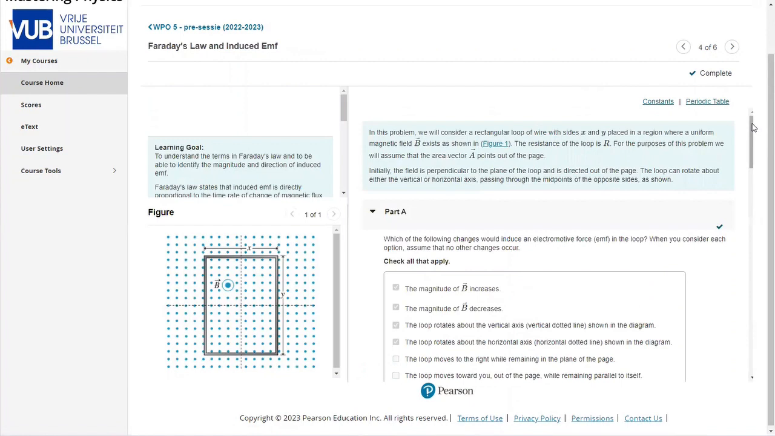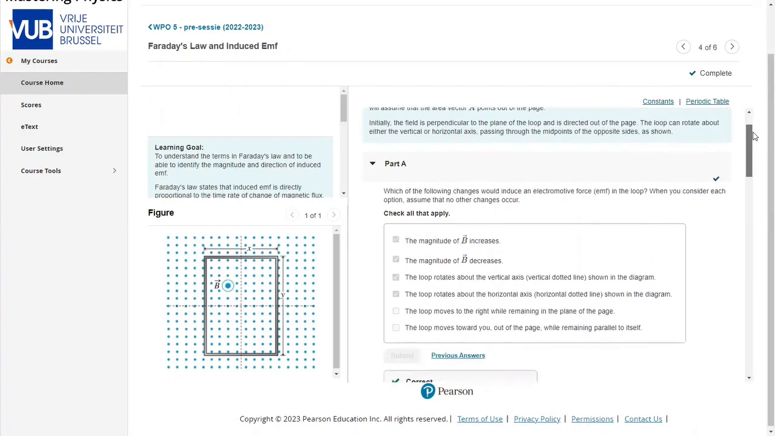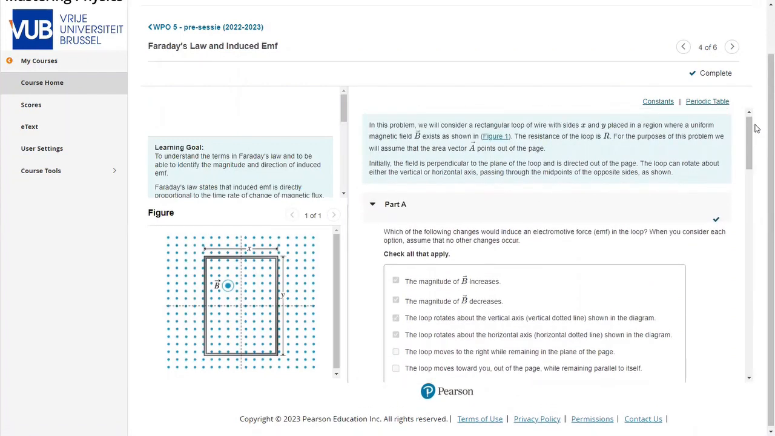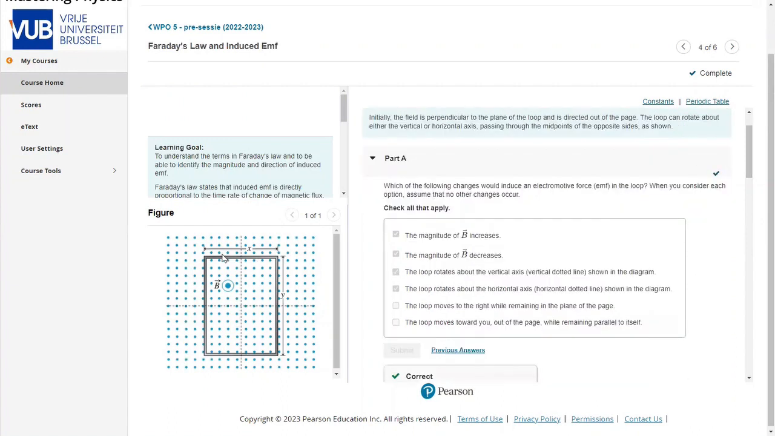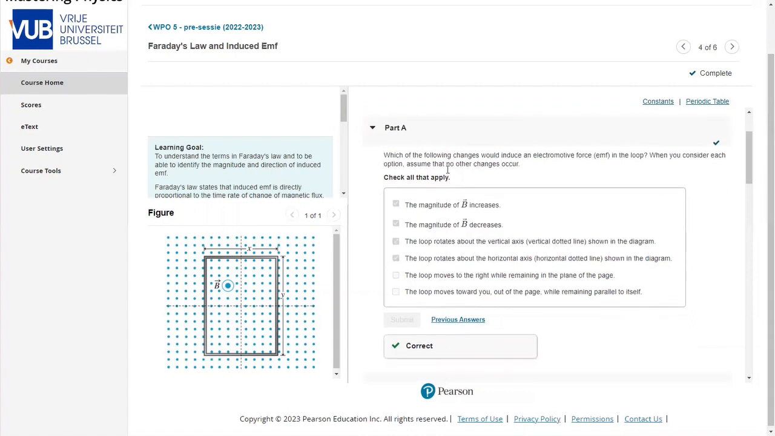Next one. Oh yeah, it's a little bit like flux, but not really like flux. So basically you have one side is X, then you have Y, it's a rectangle. So what they say here is, which of the following changes will induce an electromotive force in the loop when you consider each option, assuming that no other change occurs.